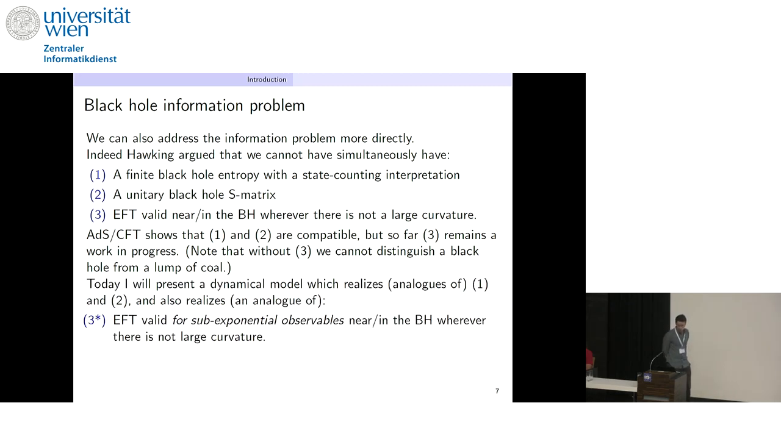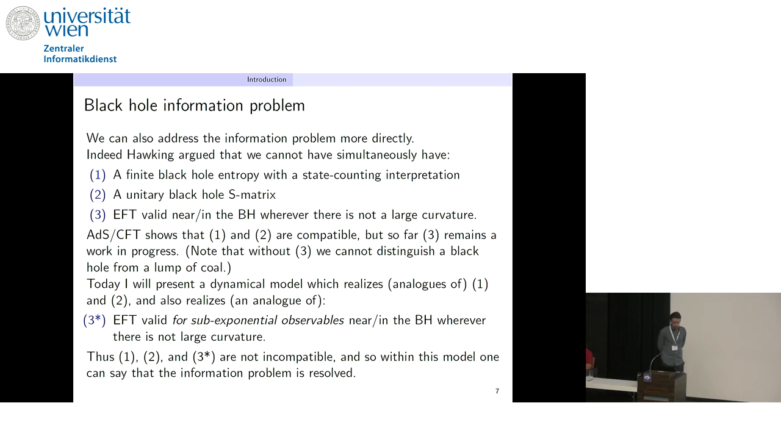Now today I'm going to present a dynamical model of a holographic map which realizes analogs of both 1 and 2, and not quite 3, but instead realizes an analog of 3 star, which says that effective field theory is valid for sub-exponential observables near and inside of black holes. And so thus we'll see that 1, 2, and 3 star are not incompatible, and so within this model I will claim that the information problem is resolved.